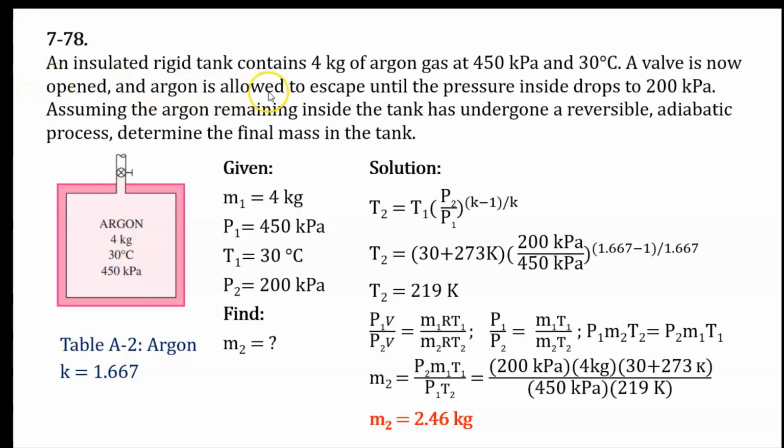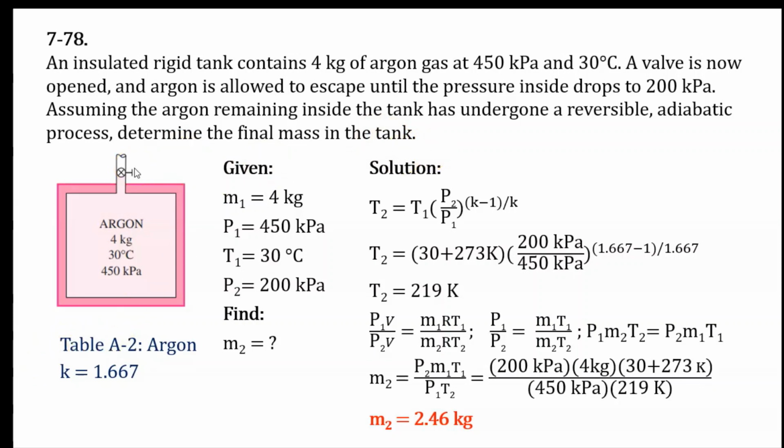An insulated rigid tank contains 4 kg of argon gas at 450 kilopascals and 30 degrees Celsius. A valve is now opened and argon is allowed to escape until the pressure inside drops to 200 kilopascals. Assuming the argon remaining inside the tank has undergone a reversible adiabatic process, determine the final mass in the tank.